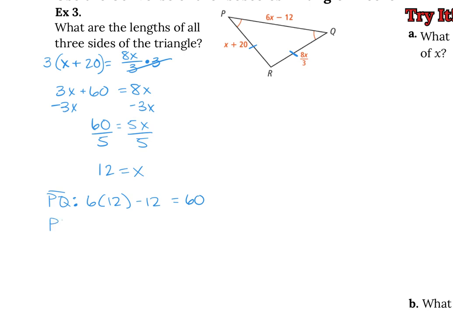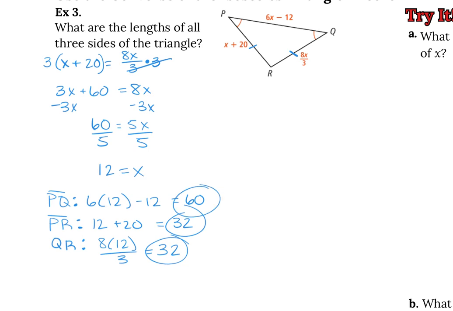Then I'll do PR, which is x plus 20, so I'm going to plug in 12 plus 20. So I'd get 32. Right, my QR should be the same as PR, so I should find 32, but I'm going to go ahead and plug it in to check it. So I'd get 8 times x, which is 12, divide by 3. Once I solve, again, I would get 32. All right, so those are all of my side lengths.